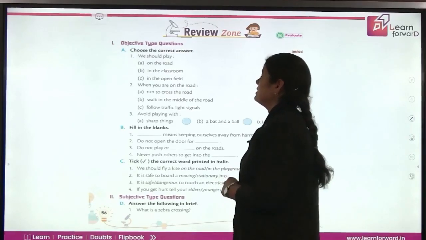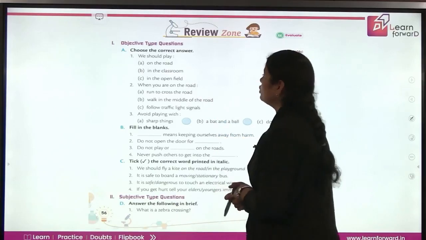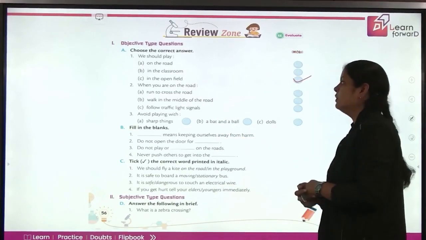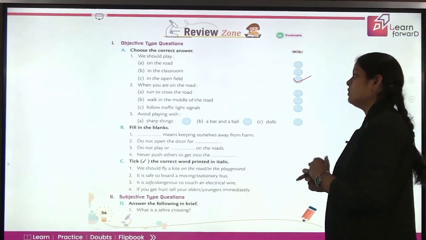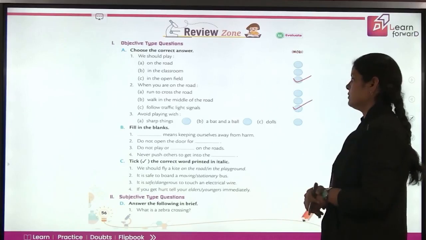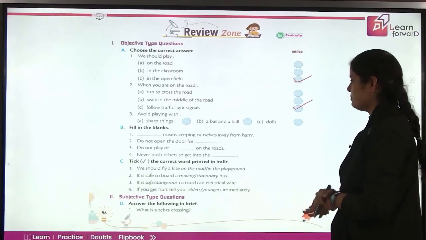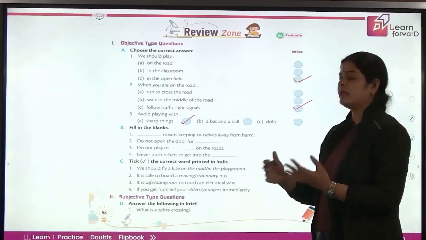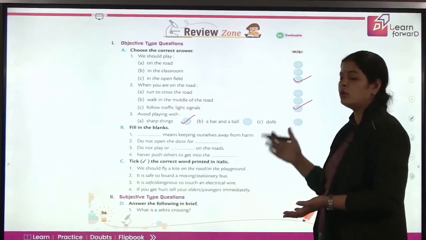Choose the correct answer here. We should play on the road, in the classroom, in the open field. Open field, very clear. When we are on the road, run to cross the road, walk in the middle, follow traffic rules. Avoid playing with sharp things, bat and ball and dolls. Avoid playing with sharp things. You can play with a bat and ball and dolls too.